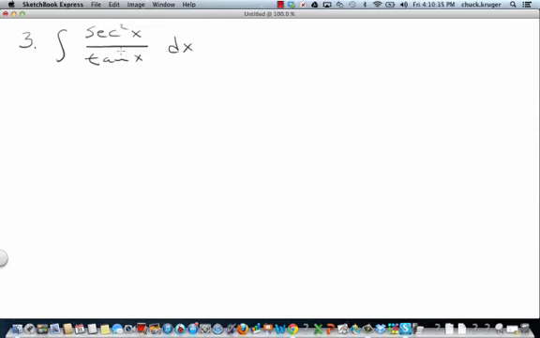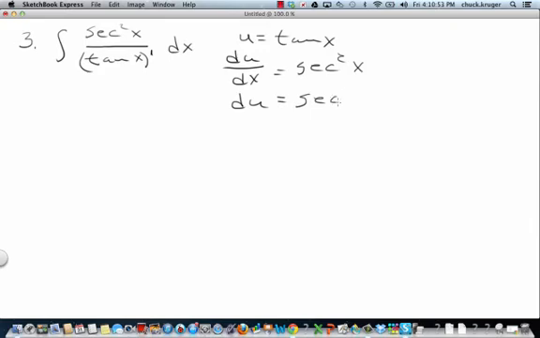Now, the derivative of tangent is secant squared. So if I put parentheses around there, again, this is the first part. I'm going to let u equal tangent of x. du dx is equal to secant squared x. And so du is equal to secant squared x dx. That's this part right here.